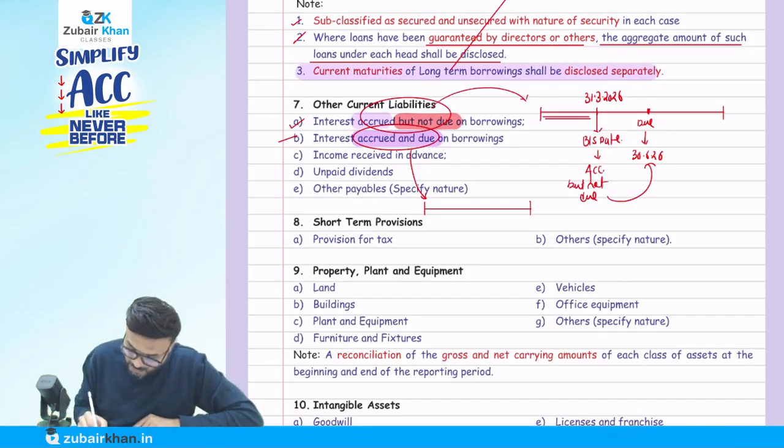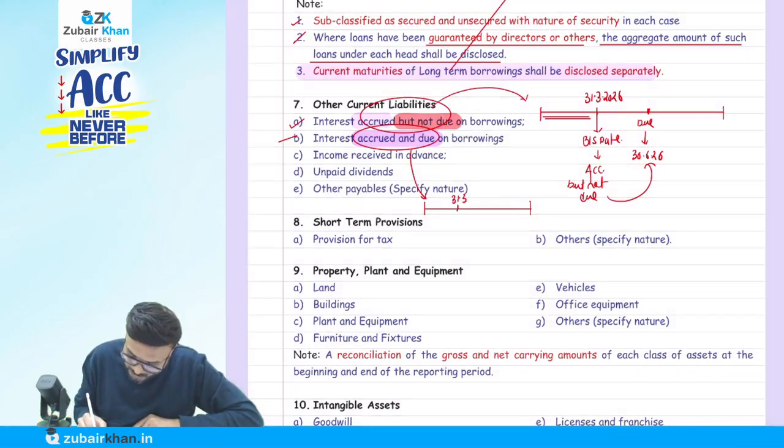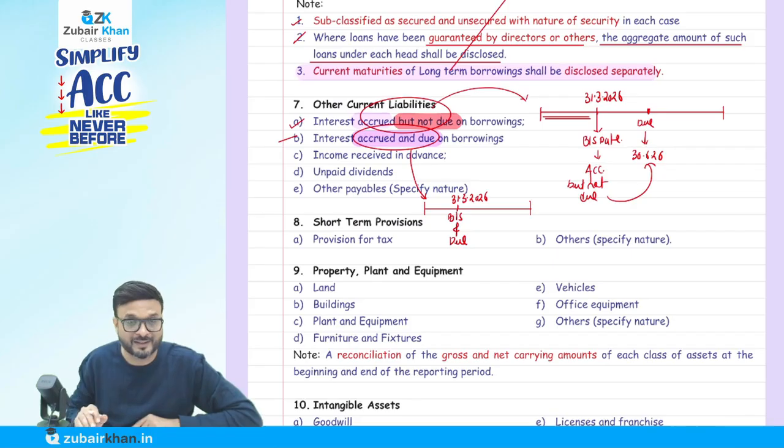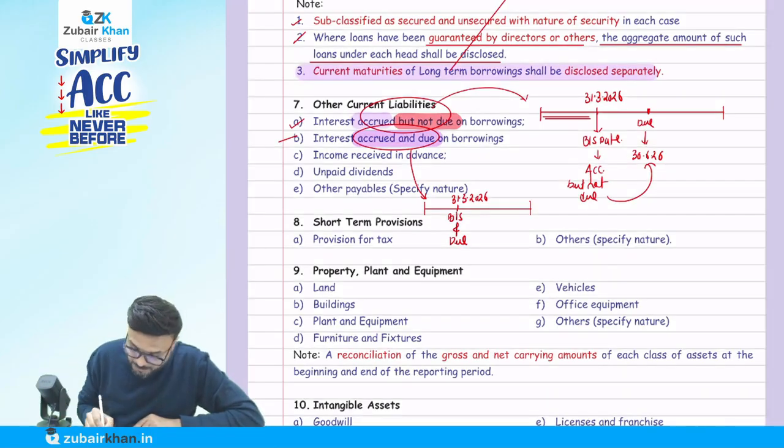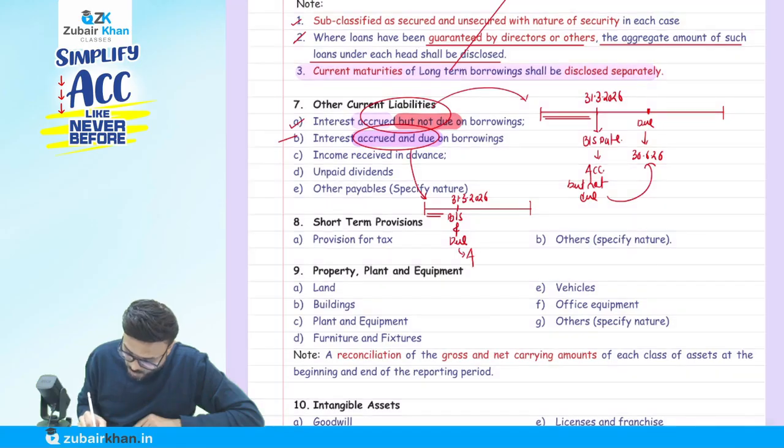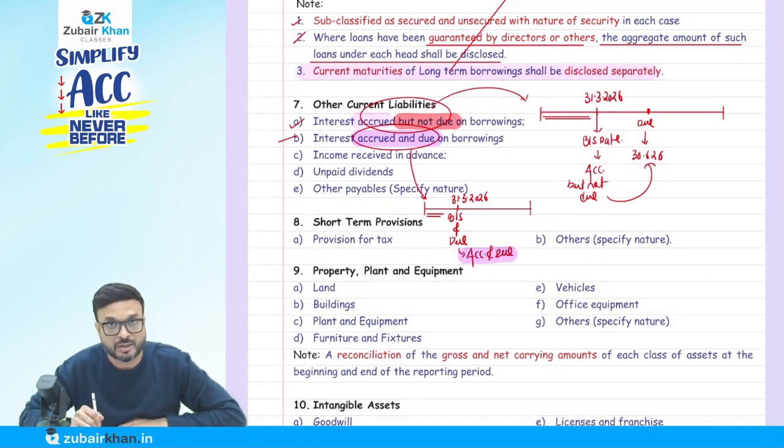If I say that on 31st of March 2026, it's a balance sheet date, and the bank also tells us to pay on 30th of March only, it is accrued for the previous period and due. So both happen. What both happen? Accrued and due, both of them. Because the bank tells us to pay on 31st of March, that is the due date. So it is accrued and due both.